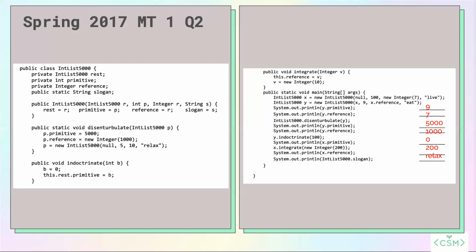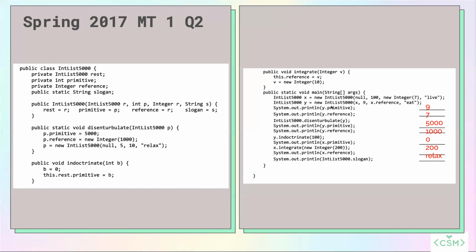Can you explain again how you got 0? Yeah. So when we call Y dot indoctrinate, we go into this right away and we see B is set to 0, or the variable P, like what she was referring to. And then what we want to do in indoctrinate is call this dot rest dot primitive equals B. So this would be Y in this case, because that's what was passed into, or called on, indoctrinate. And then we go to Y and we find the rest of Y.